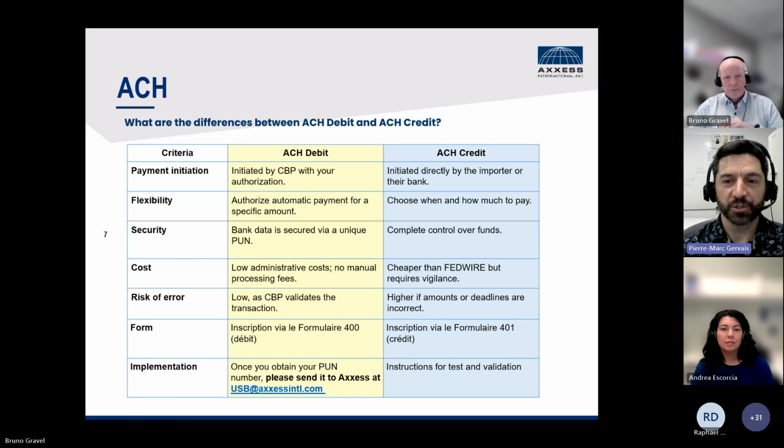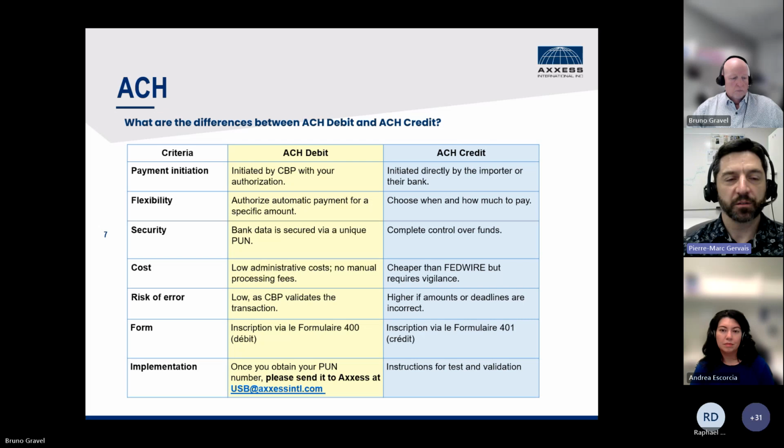Yes, there are some differences that you need to be aware of. So for the first criteria that we've analyzed is the payment initiation. For ACH debit, it is initiated by CBP with your authorization. As for ACH credit, it is initiated directly by the importer or their bank. Flexibility is the second criteria.